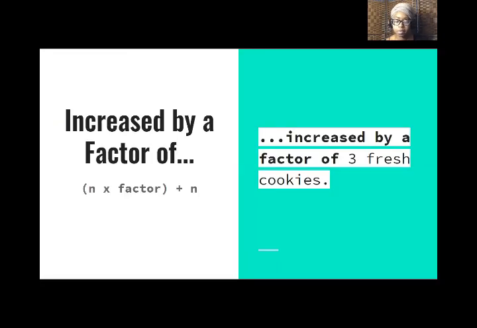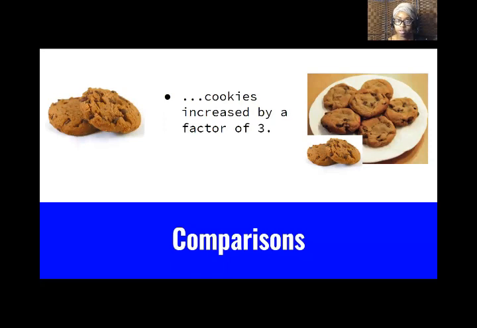All right, here's another example. Increase by a factor of 3 fresh cookies. All right, we're using the formula. So I didn't write the formula out, but we have the 2 cookies, right? Increased by a factor of 3, so 2 times 3 is 6. Okay, there are 6 cookies on that plate, but it increased by a factor of 3. That means that we still have the original amount of cookies, the 2, and we increased by 6 more. So 6 plus 2 is now 8. All right, 8 cookies total.